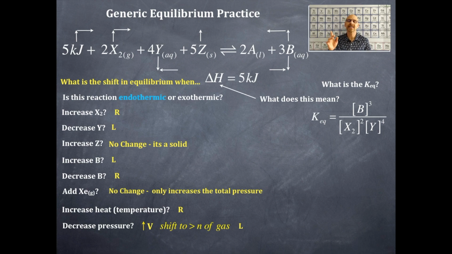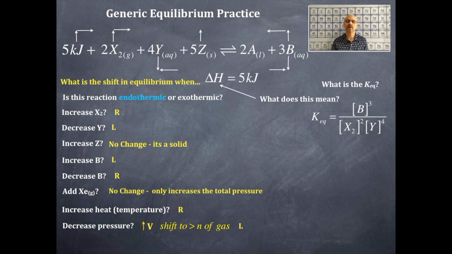Okay, so if I were to increase anything on the product side, it's going to shift towards reactants. If I decrease anything on the product side, it will shift towards products. This is assuming that it's not a solid or a liquid, okay, or a non-reactive gas.